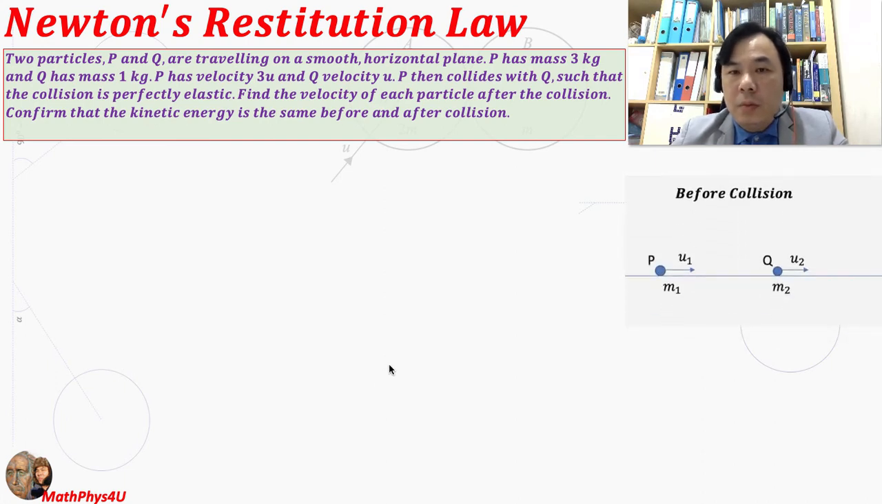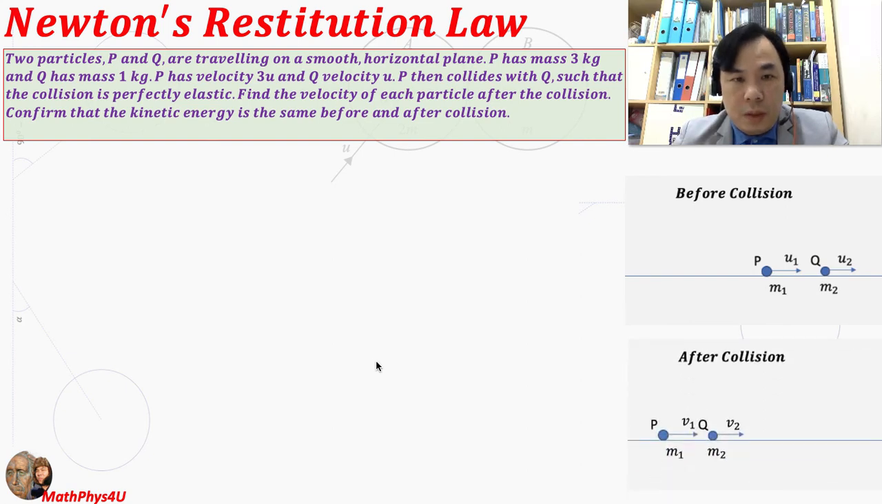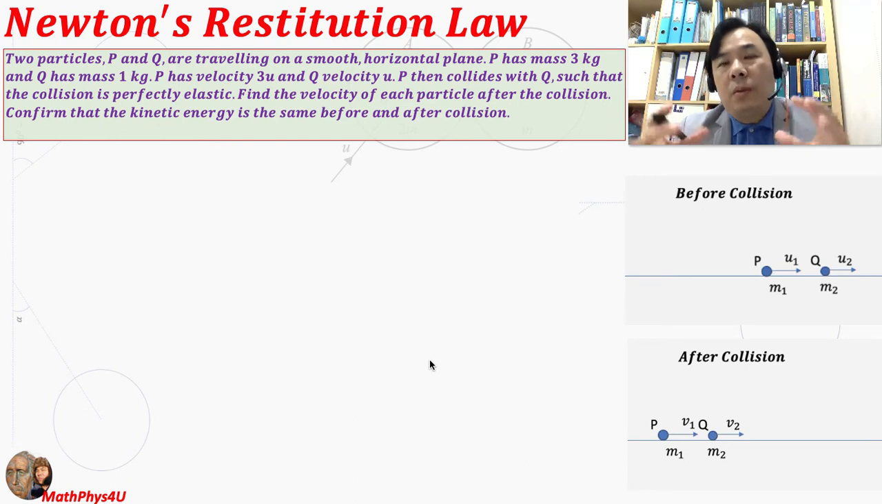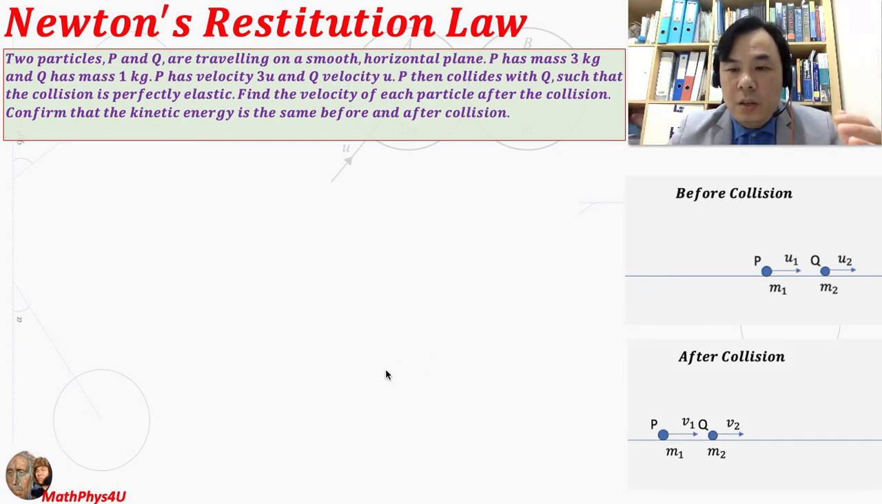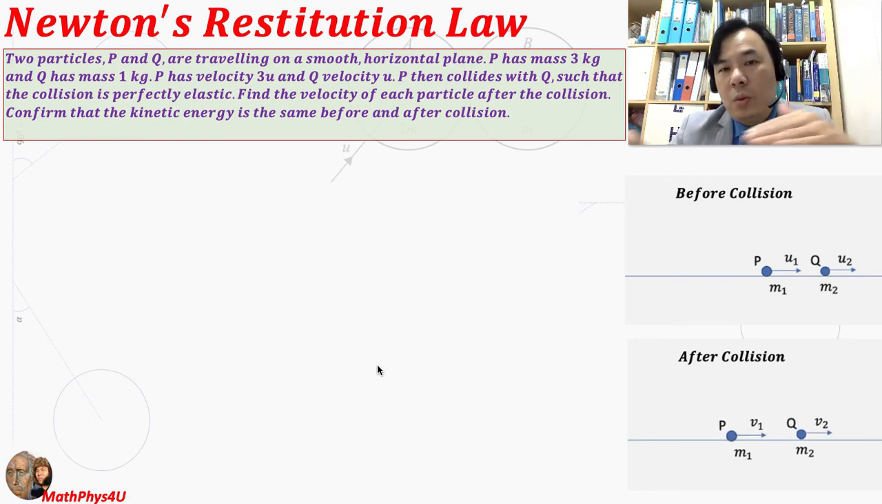Before collision, P is moving faster at 3u, moving towards Q, and then they collide. After the collision, both of them change their velocity. Here I'm just making the assumption they would be moving in the same direction, based on their masses and their velocities.